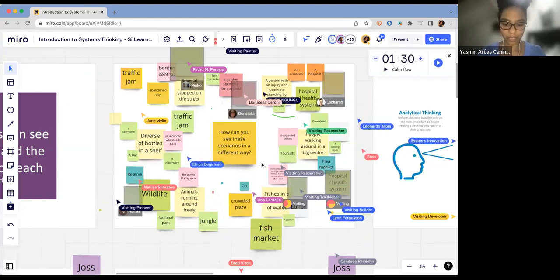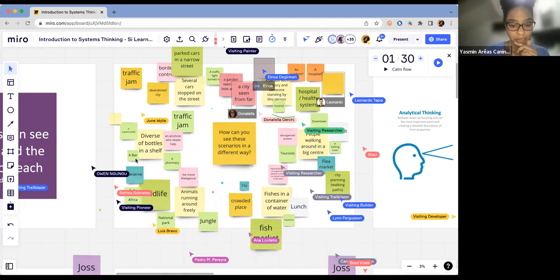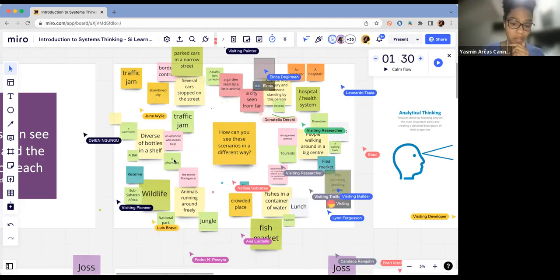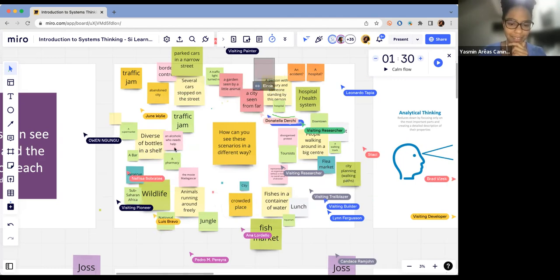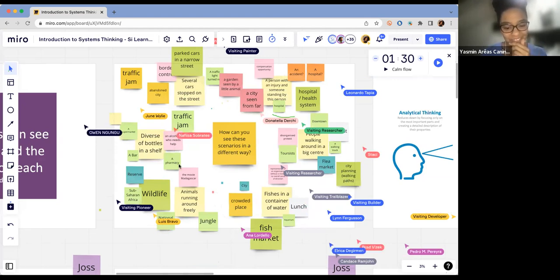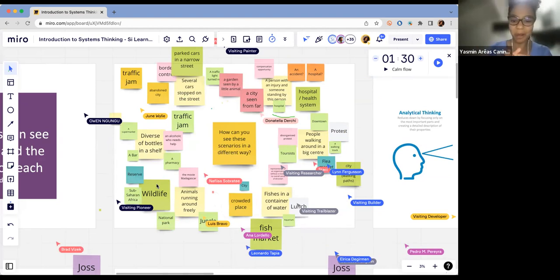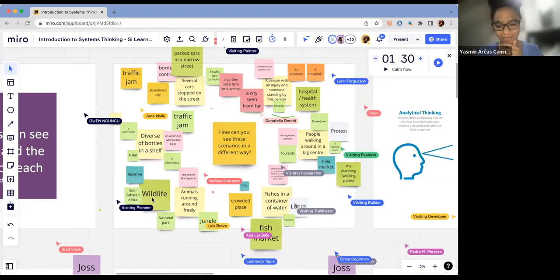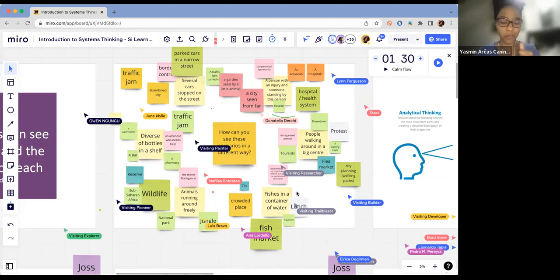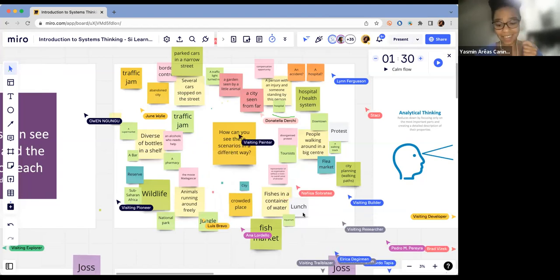Awesome. So what do we have here? Diverse bottles in a shelf can be a bar, a pharmacy, supermarket, an alcoholic who needs help. Could be. Animals running around freely. The movie Madagascar, wildlife, jungle, national park. We have this one, fishes in a container of water. I think that's a good one because someone put here lunch, and I didn't consider that before.